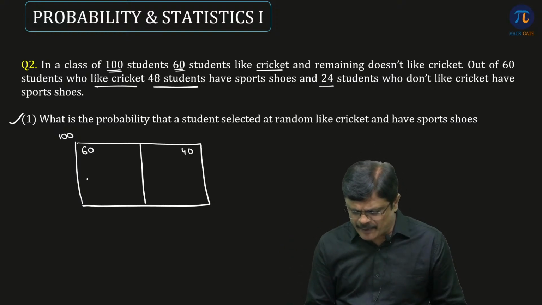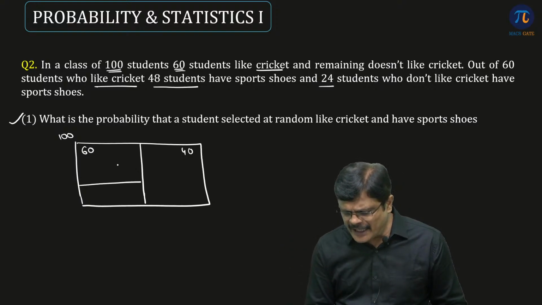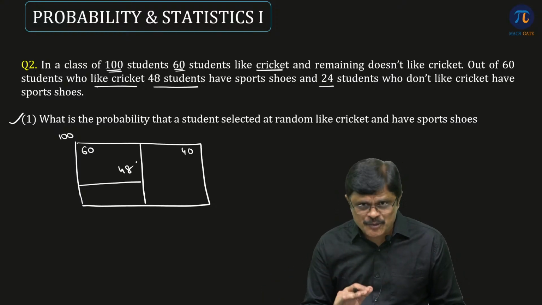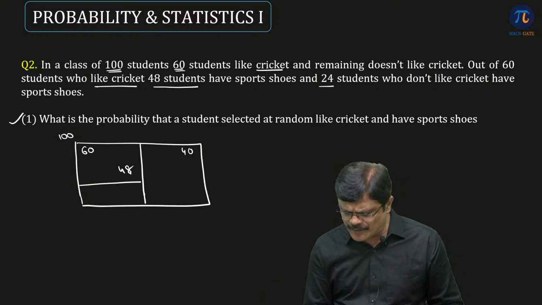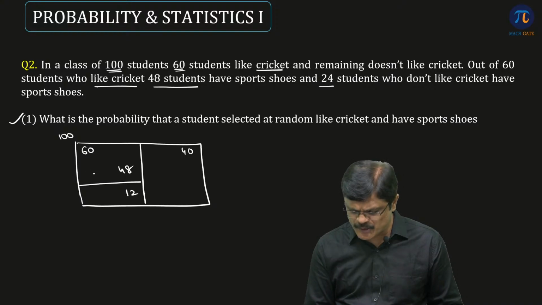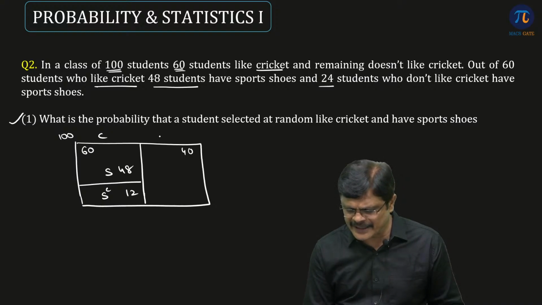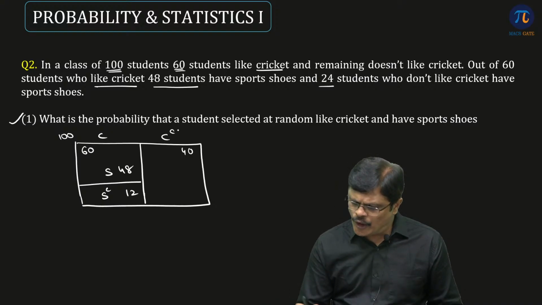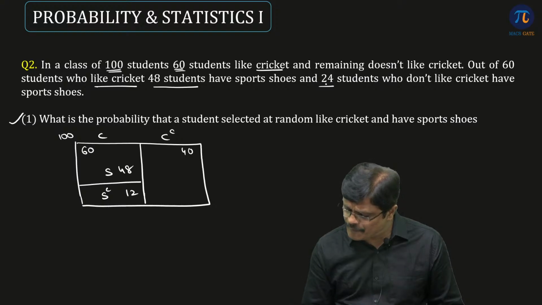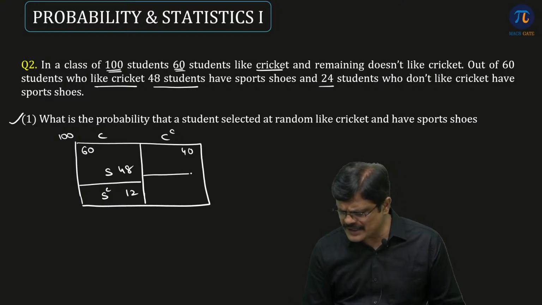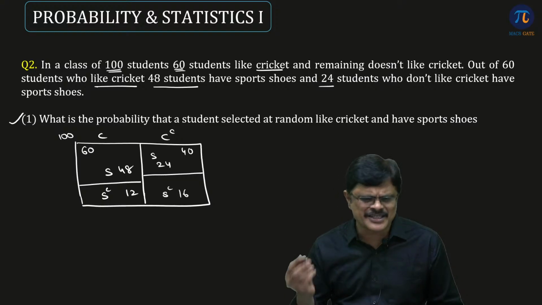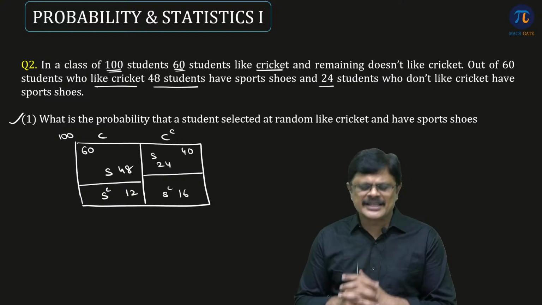Out of the 60 people, 48 have sports shoes and the remaining how much, sir? 12 students don't have sports shoes. So, these have sports shoes and these don't. This is entirely cricket, they like it, and these people don't like cricket. Now, out of these 40 students, 24 students, that is 60%, have sports shoes and the remaining don't have sports shoes. Remaining means maybe 16 people. Now this is the information given to you.